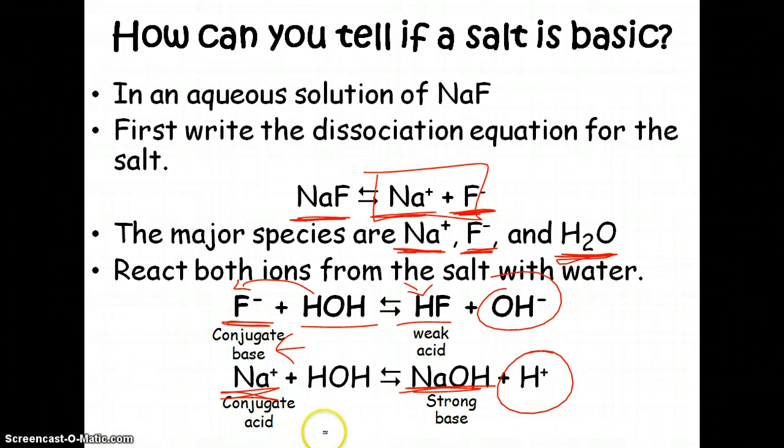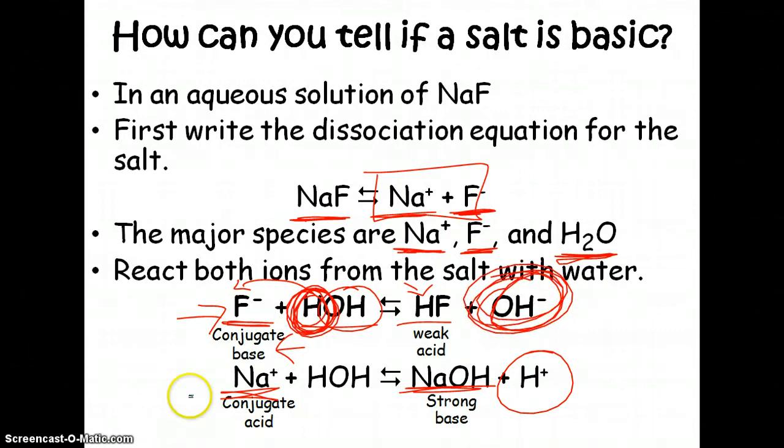So we already determined that it's going to be basic, and now we can tell which one of the ions is going to have the biggest effect here. We know that it's going to be the F minus ion. F minus is going to compete with the OH minuses for the hydrogen ion. So that's why you end up with excess hydroxides, which makes your solution basic.